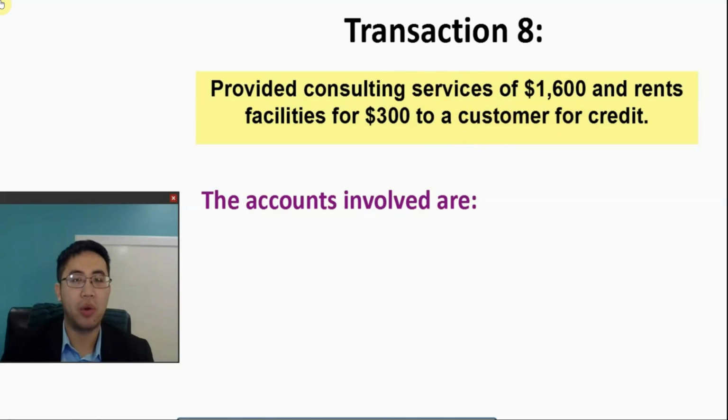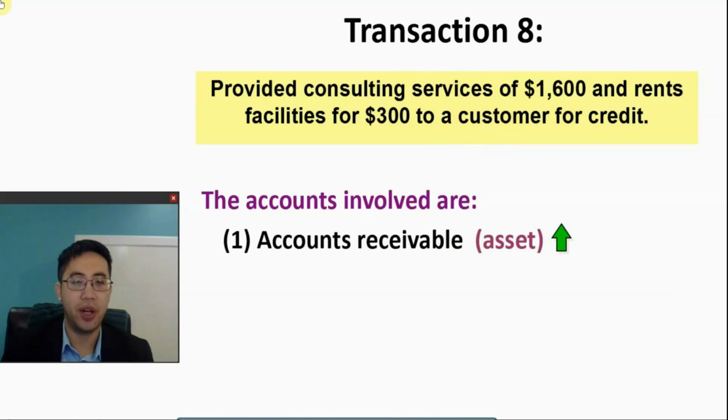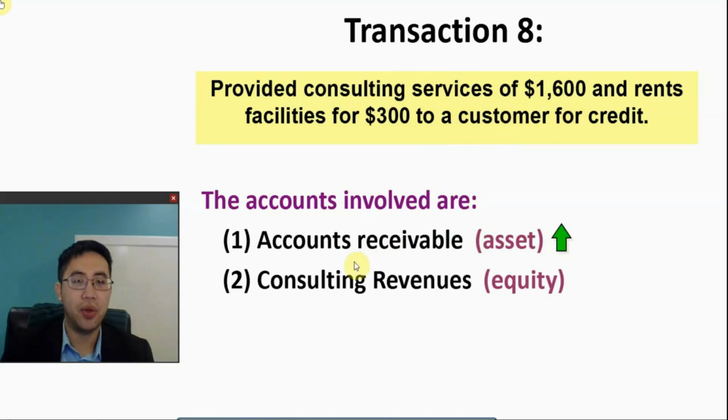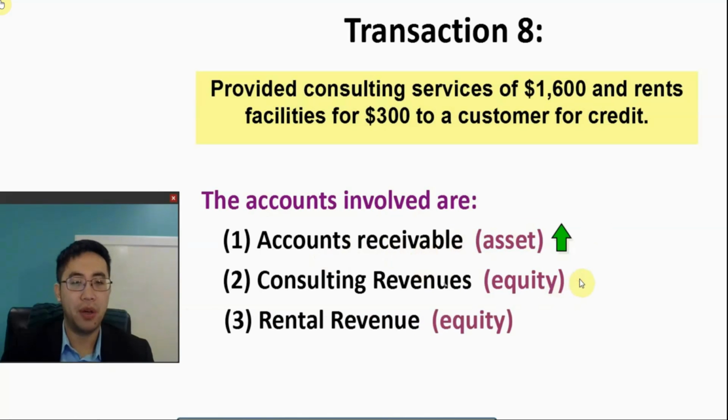But because that revenue is already recognized, we're going to put the $1,900 in our balance sheet, in our accounting book. It's just not in cash, but it's a credit. That credit is recorded as accounts receivable, and accounts receivable is an asset. If you have more accounts receivable, that means you have more money to collect in the future, and you're better off. On the equity side, you earned revenue from consulting and revenue from rental. When it's revenue, your equity increases.